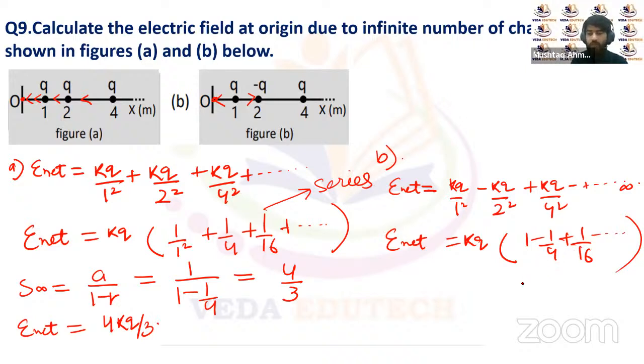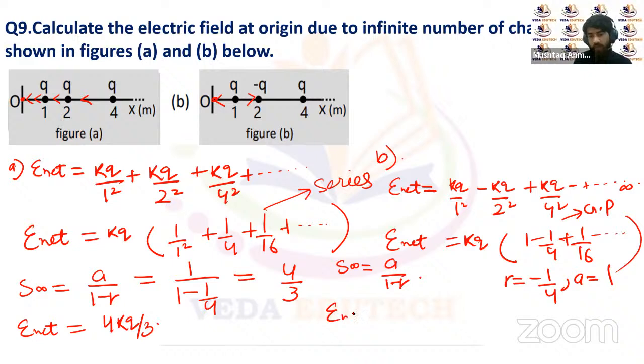The common ratio here will be equal to minus 1 upon 4. So the ratio is minus 1 upon 4, and the first term in this case is equal to 1. It's once again a GP, a geometric progression. The sum of an infinite series in GP is A upon 1 minus R.